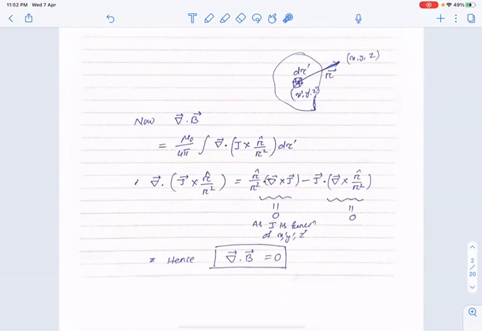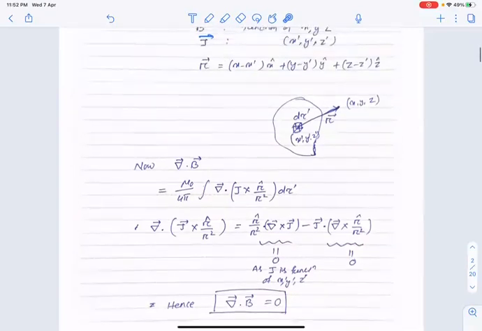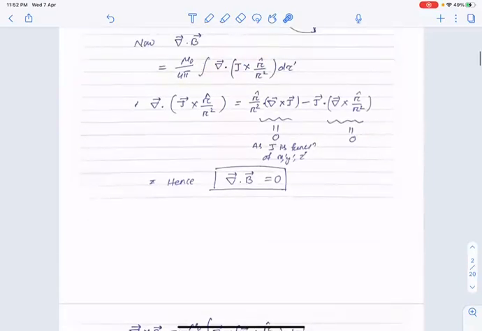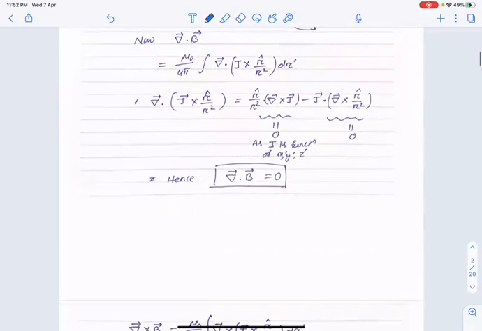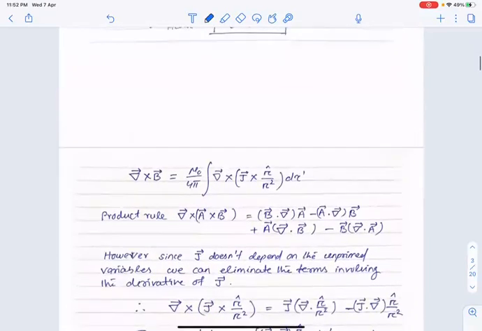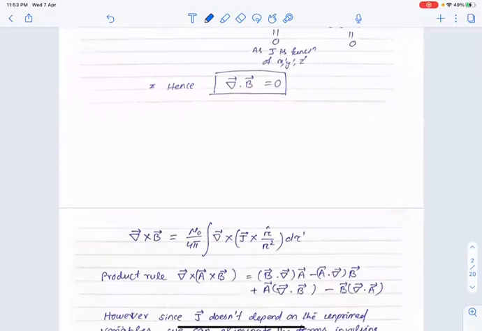And this other one you can show, that's the exercise for you. You can show that this is also 0. So both terms being 0 means that the divergence of B is 0, and that's true for any current. Okay, so remember this. It turns out that the divergence of B is 0, or B is divergenceless. What about the curl?